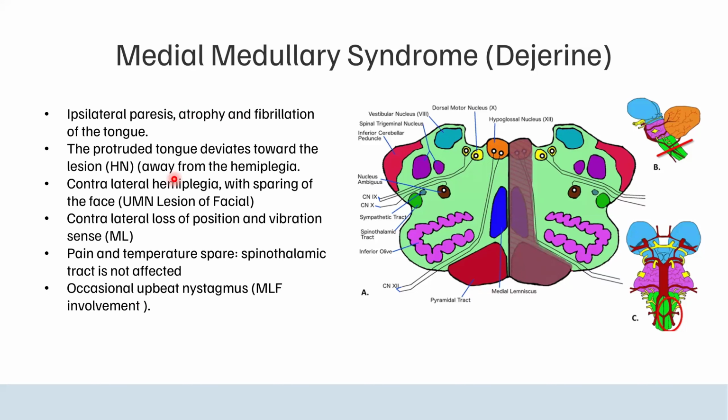And then once the tongue is protruded, it will deviate towards the side of the lesion to lick your wounds. Then, since you have some kind of defect in the corticospinal tract, you're going to have this occasional upbeat nystagmus because of the MLF. Where is the one for this one? It's not written, but you guys know that you would have contralateral hemiparalysis, right? And then for the medial lemniscal pathway, you're going to have loss of discrimination, vibration, and conscious proprioception. This is medial medullary syndrome.